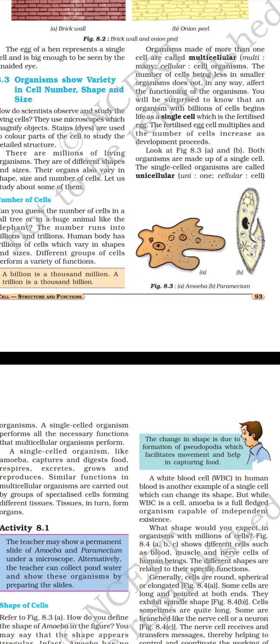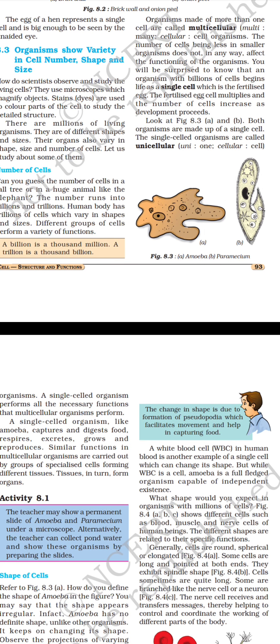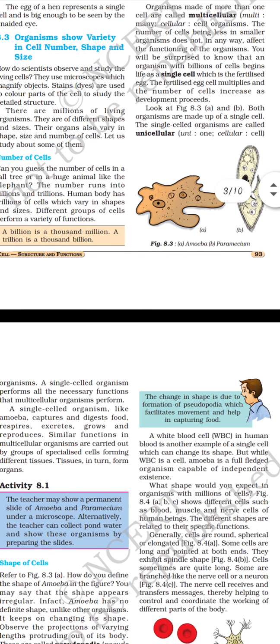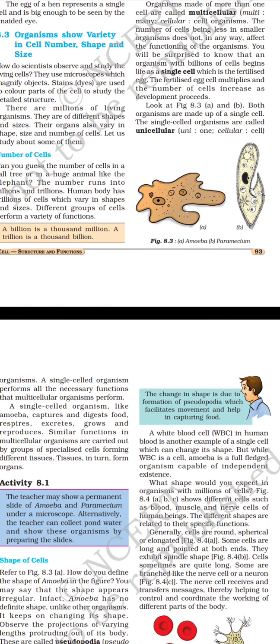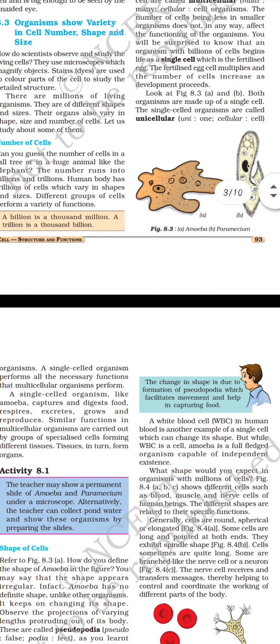Similarly, on seeing the number, function, shape and size of the cell, we can differentiate organisms on the basis of the number of cells. Some organisms have a single cell and some have multiple cells. The organisms made up of a single cell are known as unicellular organisms, in which uni means one and cellular means cell. That is, a single-celled organism is named unicellular.